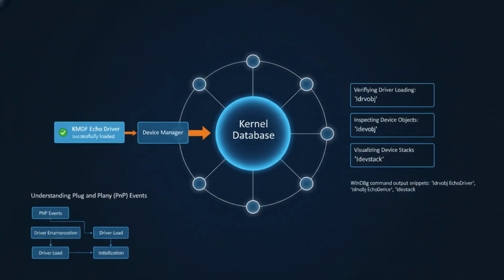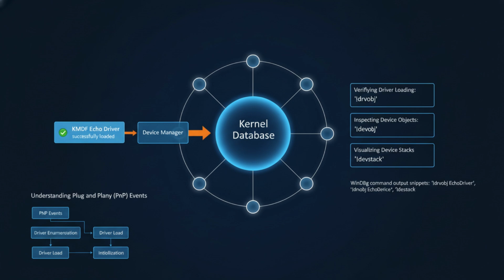Once our KMDF Echo Driver is installed and the system reboots or the driver is started, a sequence of events related to driver loading and device enumeration begins. As kernel debuggers, our first task is to verify that the driver has successfully loaded and that its associated device object has been created. WinDbg provides several powerful commands for this.